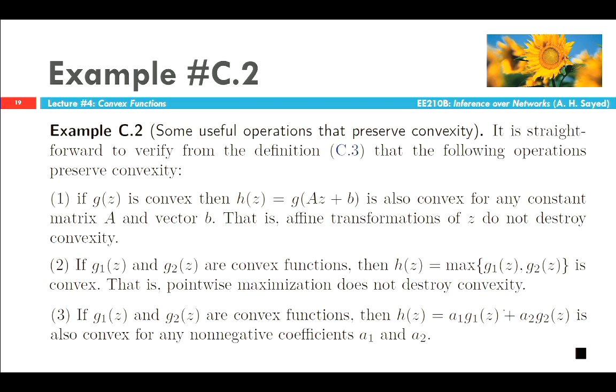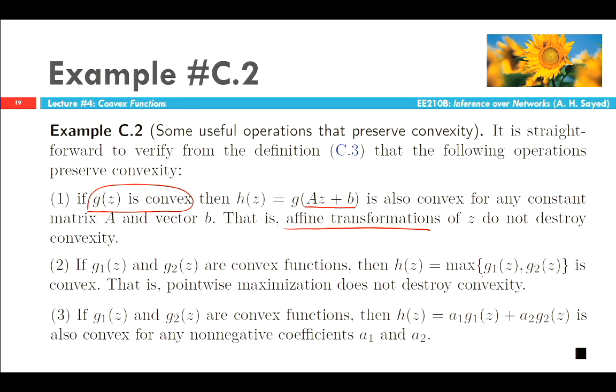Continuing with convex functions, the following are some useful properties. If g of z is convex, and then you perform an affine transformation, you replace, let's say, z by az plus b, say z by 2z or z by some matrix times z plus a shift, the result is still convex. So affine transformations do not destroy convexity. Proof, it's not difficult to prove. This is left as an exercise.